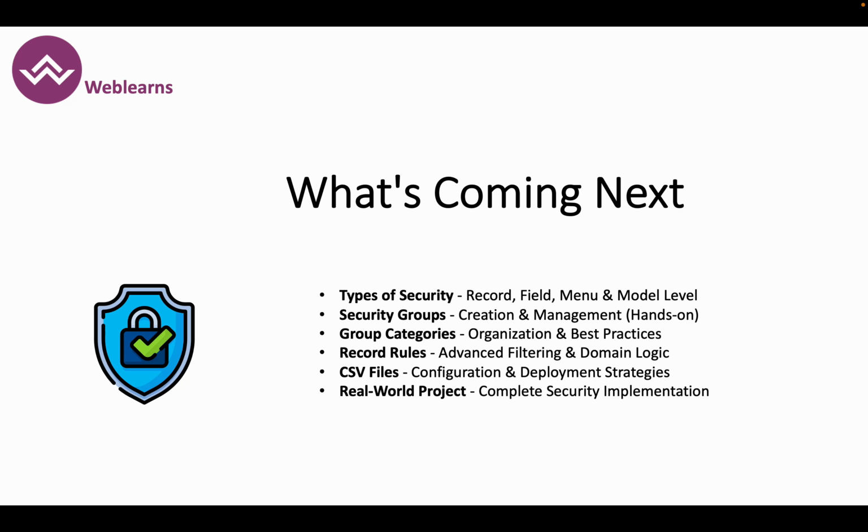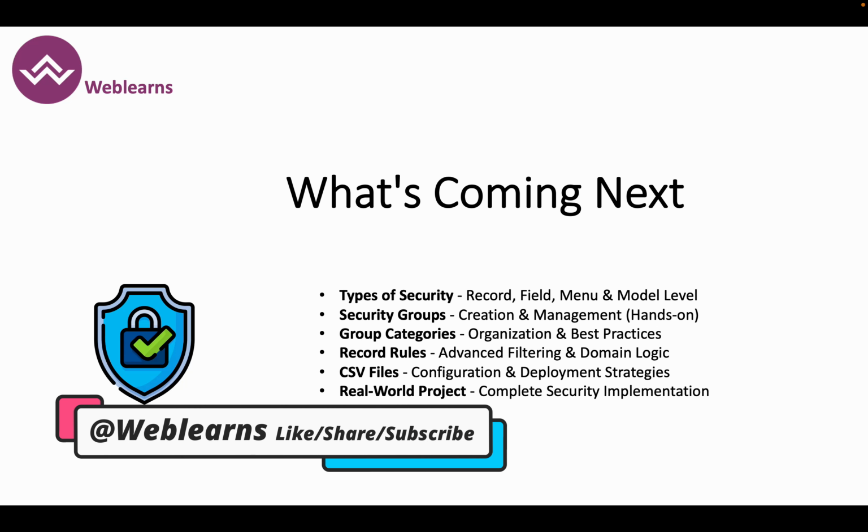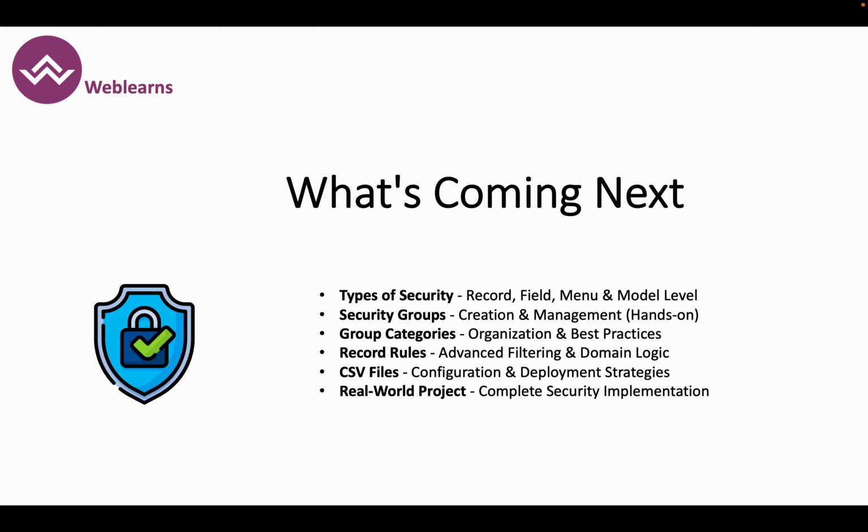First, we will deep dive into the four types of security: record level, field level, menu level, and module level, with practical examples for each. Then we will get hands-on with creating and managing security groups, including advanced techniques and best practices. We will explore group categories and learn how to organize them effectively for your business. The record rules tutorial will cover advanced filtering and domain logic that can handle complex business scenarios.